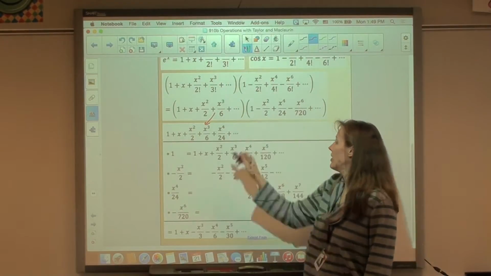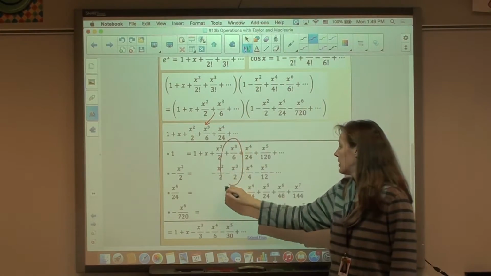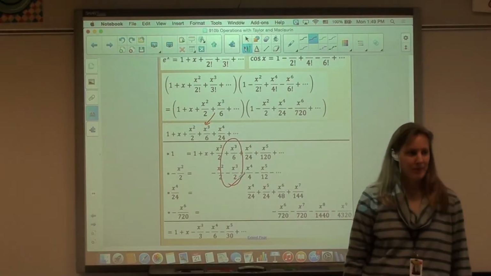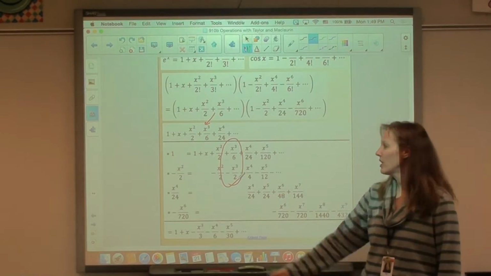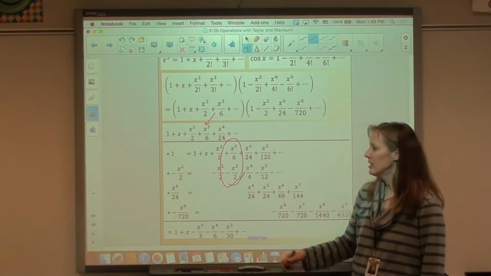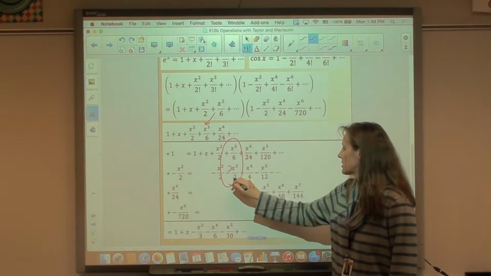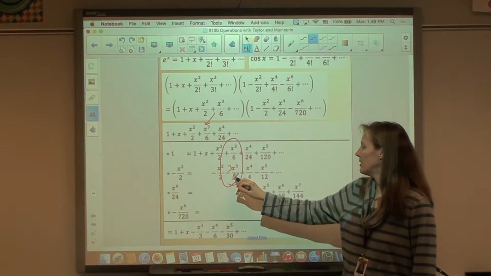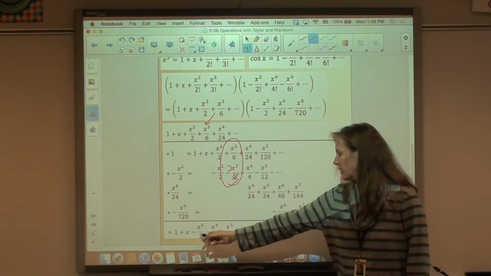When you combine your x cubes, you need an LCD. So you have x cubed over 6 minus x cubed over 2, right? So this is kind of like minus 3x cubed over 6. So you get negative 2x cubed over 6 or negative x cubed over 3.